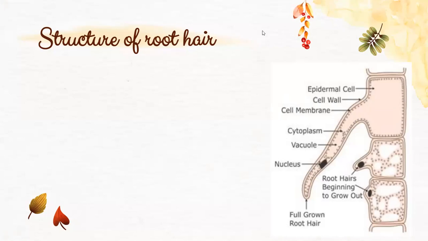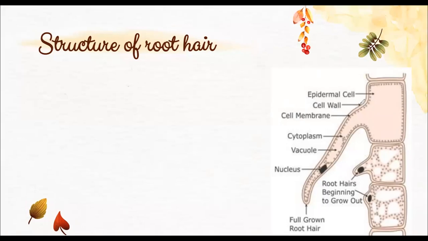You can see all the labelings like outer membrane, inner membrane, the vacuole, and the cytoplasm. Then you can see the root hairs beginning to grow. They are coming out like a bud, like an outgrowth, or an elongation. They are coming out, and then finally they look like this. This is how a fully grown root hair looks.